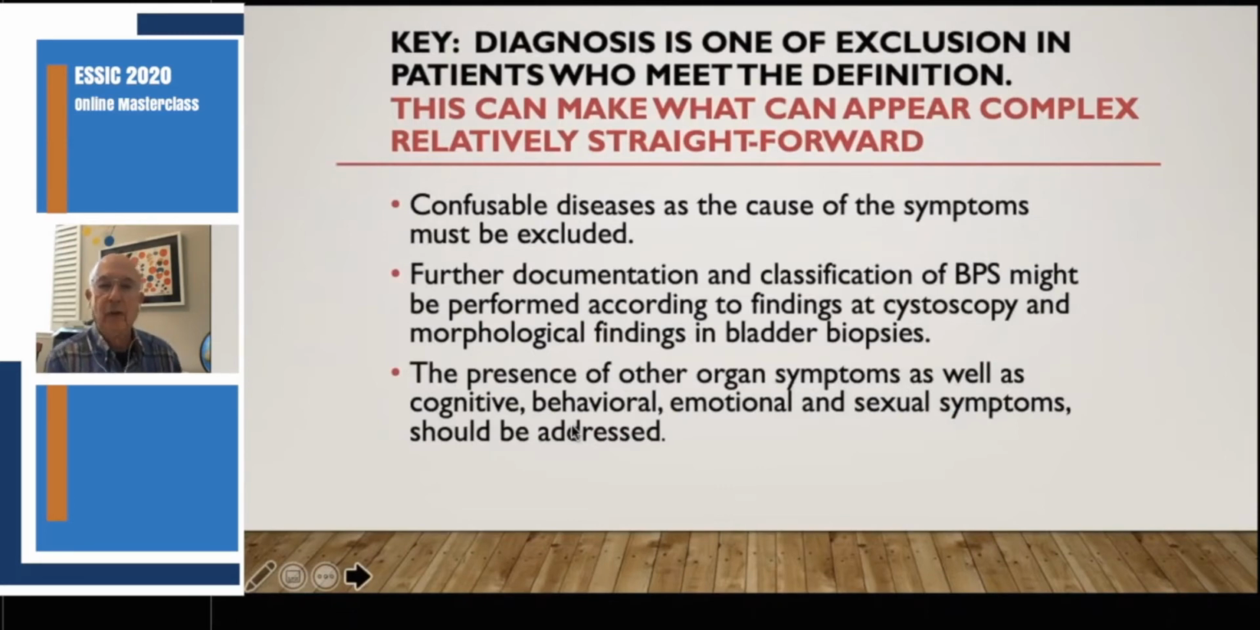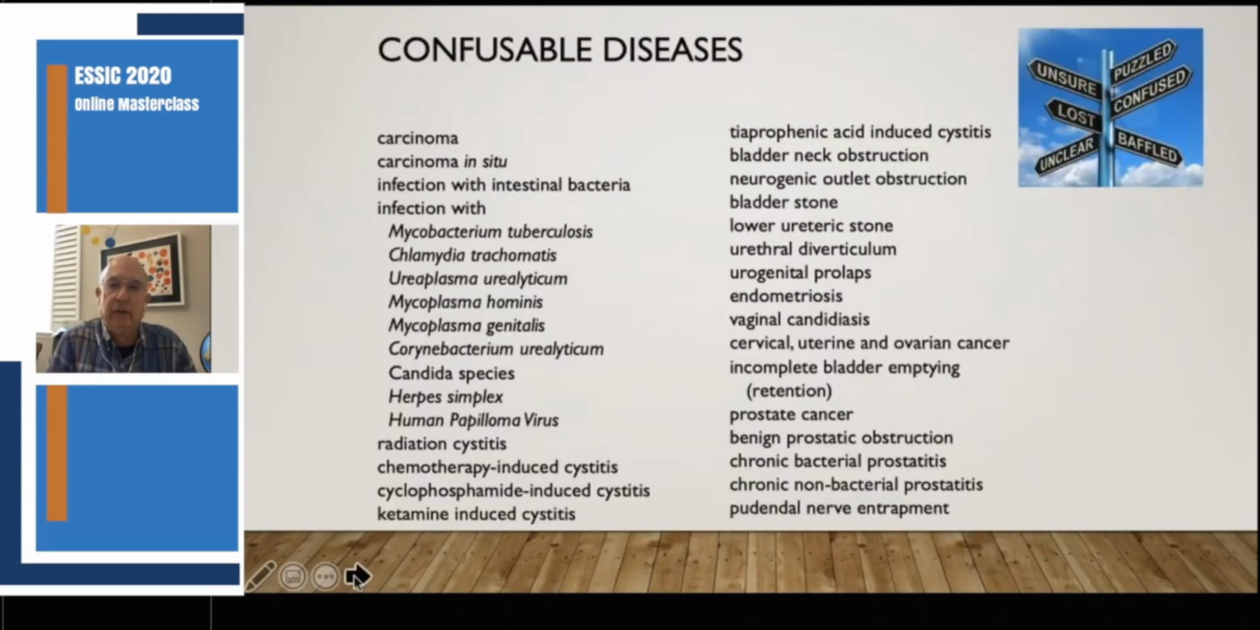Confusable diseases as the cause of the symptoms must be excluded. Further documentation and classification of bladder pain syndrome might be performed according to findings at cystoscopy and morphologic findings in bladder biopsies, and the presence of other organ systems or symptoms, as well as cognitive, behavioral, emotional, and sexual symptoms, should be addressed. But if you met this definition and you didn't have any other causes for it, then you had interstitial cystitis bladder pain syndrome.